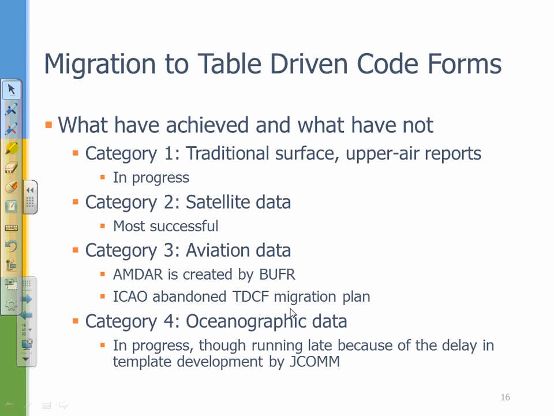So for example, like TAF or other code forms are not under the migration plan. It's also good to remember. So category 4 is oceanographic data. This is also in progress, but running a little bit late because the template development by JCOMM delayed a little bit, but they have almost completed the development of basic data templates, and this migration is also in progress.